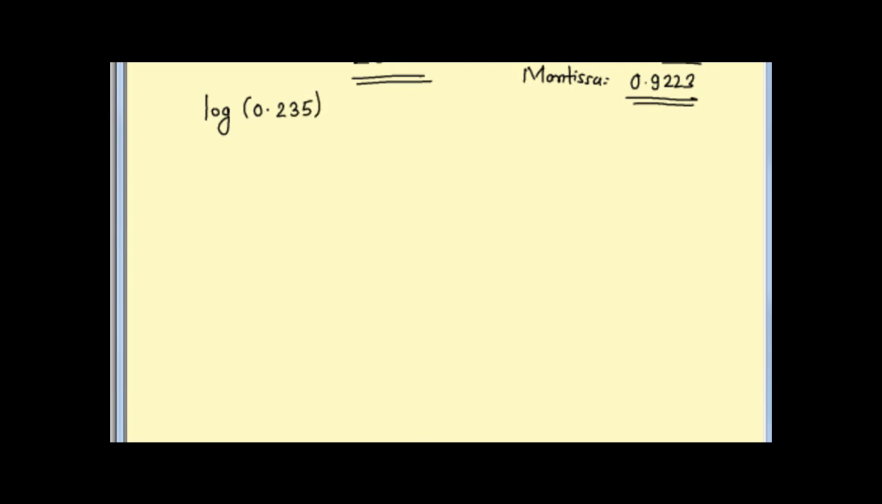Let us take a third example, to find log of 0.235. Again it will have two parts, characteristic and mantissa. To find the characteristic, we will subtract 1 from the number of digits before the decimal place. Though insignificant, we can write it as 0.235. So the number of digits before the decimal point is 0, and we have to subtract 1, that is minus 1. The characteristic of this number will be minus 1.